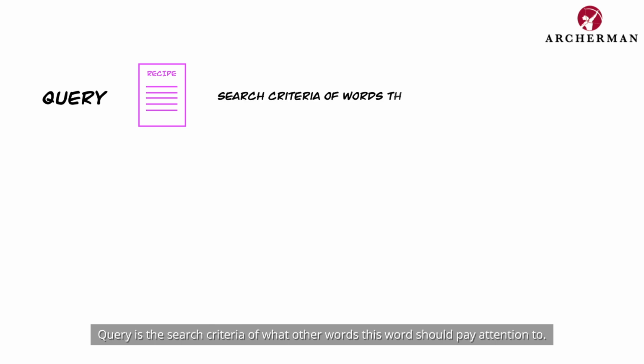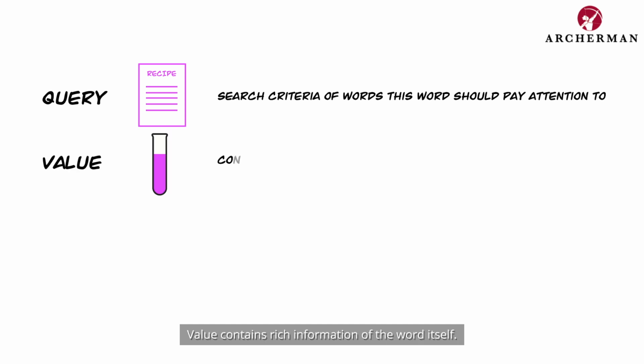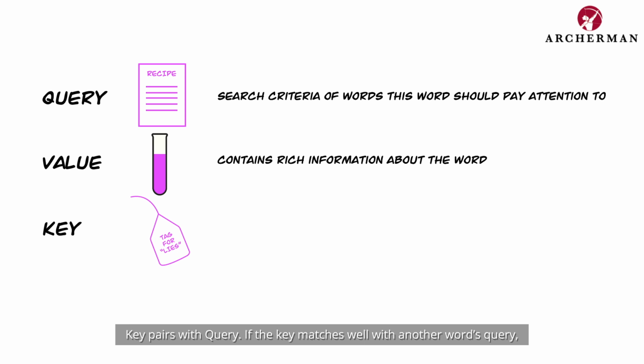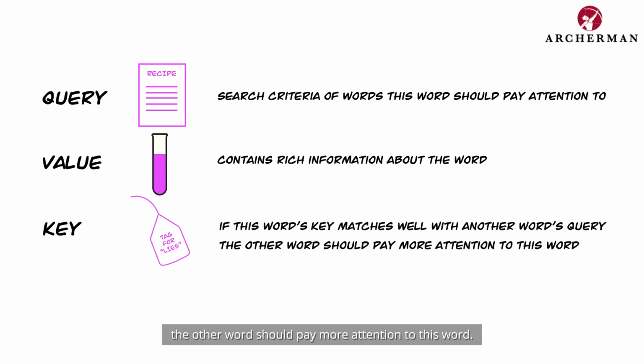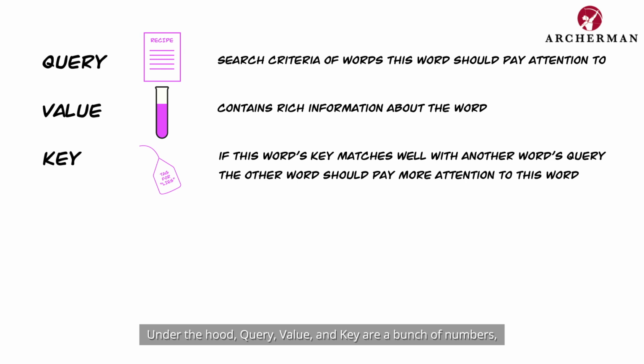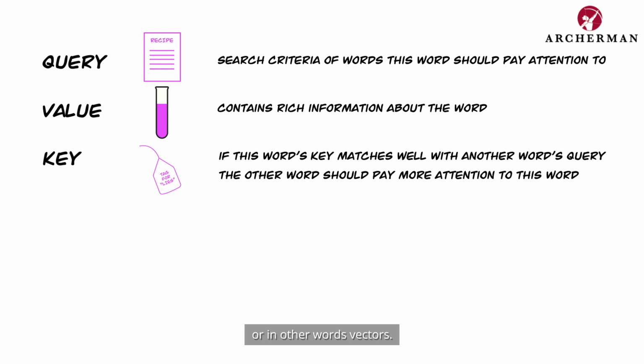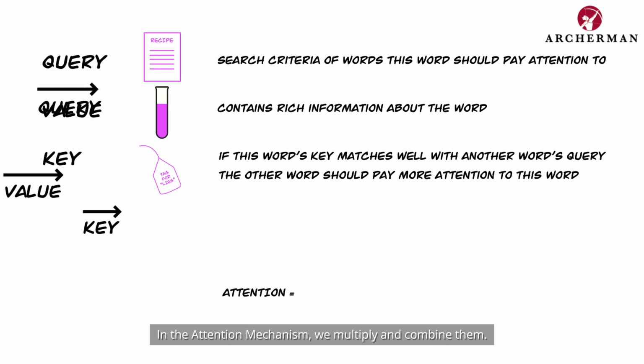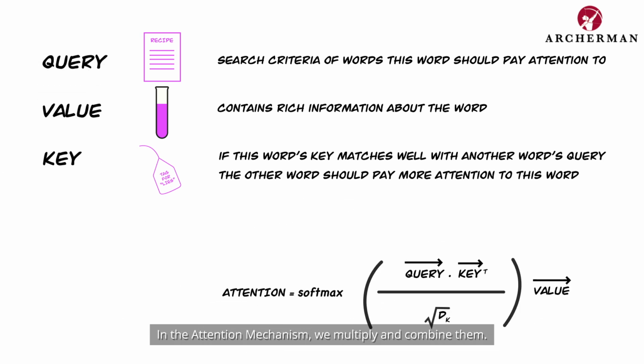Query is the search criteria of what other words this word should pay attention to. Value contains rich information of the word itself. Key pairs with query. If the key matches well with another word's query, the other word should pay more attention to this word. Under the hood, query, value, key are a bunch of numbers, or in other words, vectors. In the attention mechanism, we multiply and combine them. But don't worry about the formula here. Our potion analogy will make this intuitive.